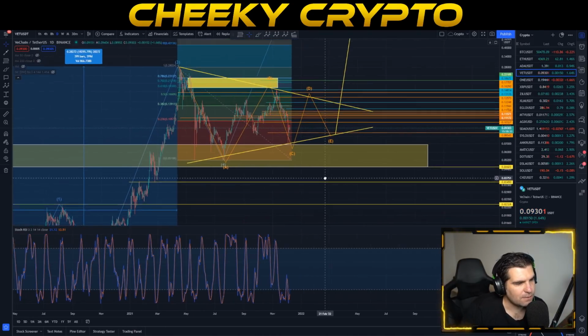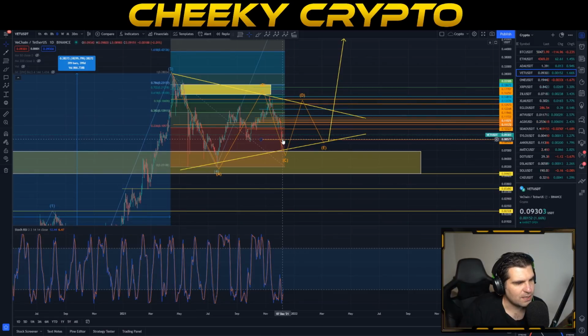So VeChain's looking very, very good and still tracking nicely on this, but do expect volatility. This is the daily chart, not an hourly chart. This is going to take some serious time to play out. It takes us into 2022. So it's good to know what's going on there with VeChain.